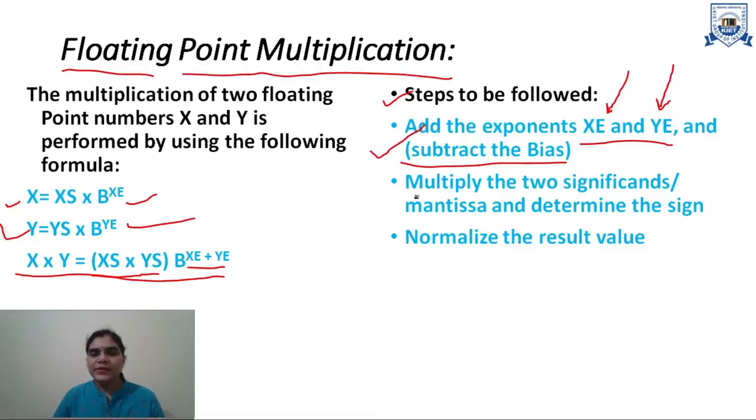The next step is to multiply the two significands. Next, we will determine the sign. The sign will be determined by the sign of x XOR the sign of y, and this will be the sign of the result. Next, normalize the result value. So these steps will be followed to multiply two floating point numbers.